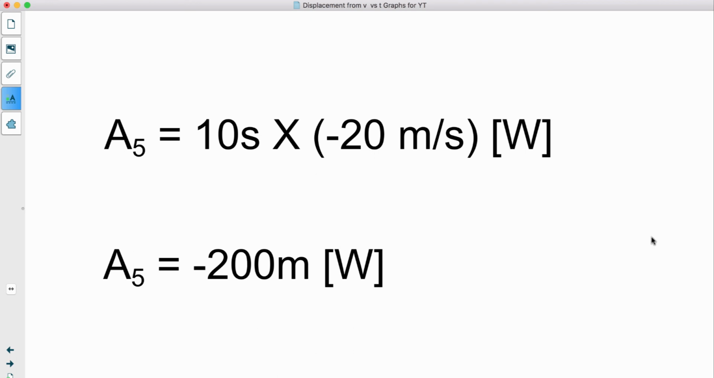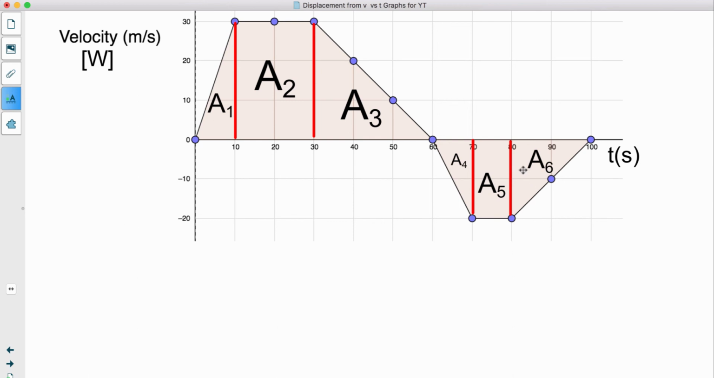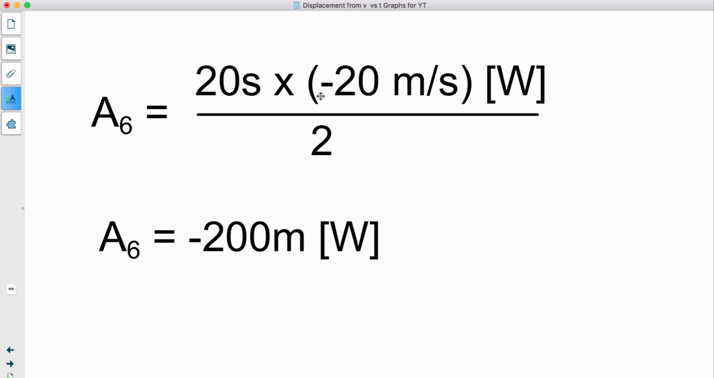And the last area has a base of 20 seconds, has a height of negative 20 meters per second west, and it is a triangle, 1/2 base times height. So base of 20 seconds, height of negative 20 meters per second west, divided by 2, gives us a total of negative 200 meters west.